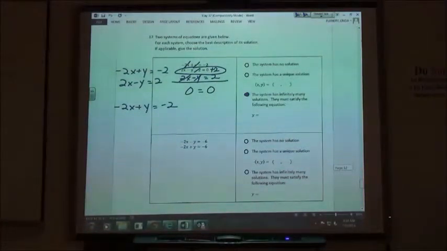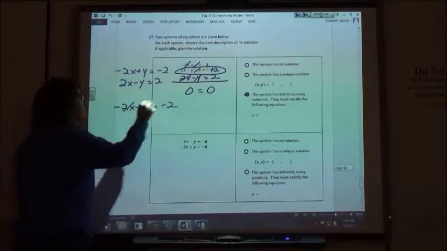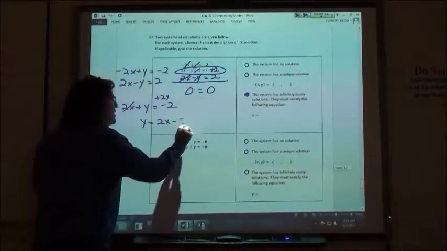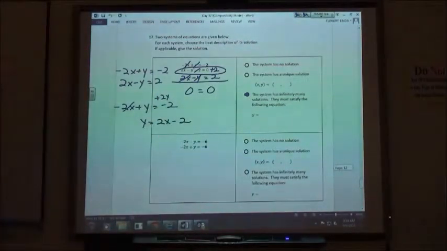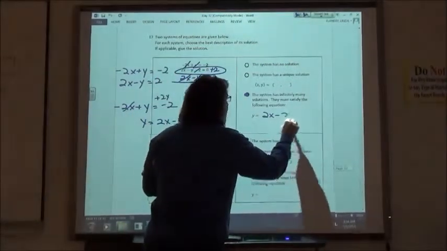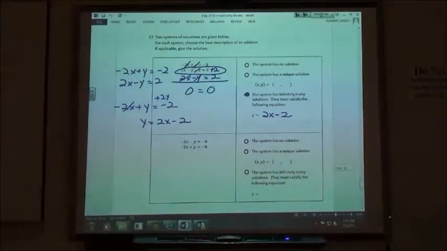So this one's a little easier to solve for y because we just need to move our x to the other side, right? If we move our negative 2x to the other side, it's going to become a positive 2x. And so y is just going to equal 2x minus 2 then, right? Don't have to divide on that one. So y equals 2x minus 2.